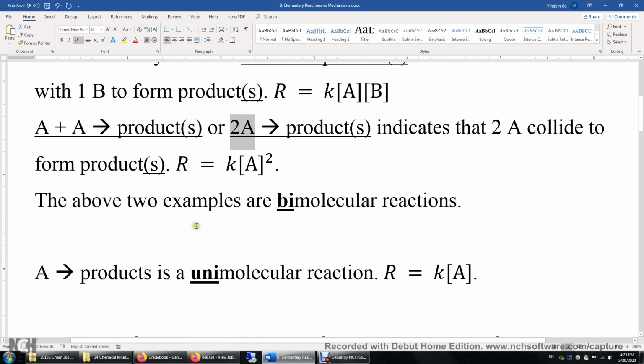There are also unimolecular reactions. In this case, we have a coefficient here, just 1 A. This 1 A becomes the products. So in this case, the reaction rate is simply k times [A] to the power 1. This is a first order reaction.